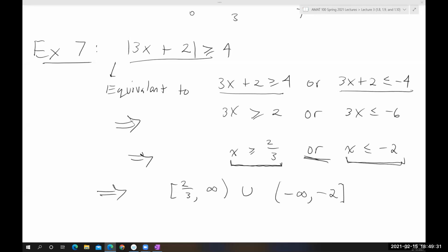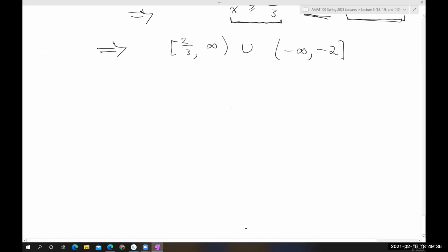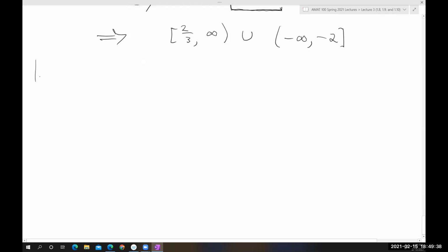Okay, now we're going to move on to section 1.9. So let me share my screen again. So 1.9 is on the coordinate plane and graphs of equations.